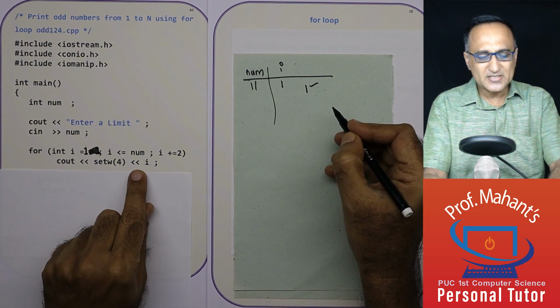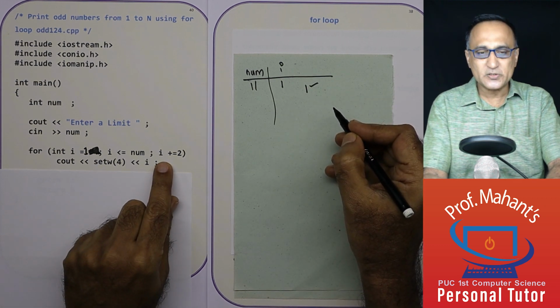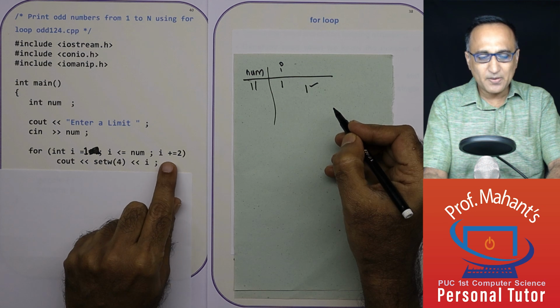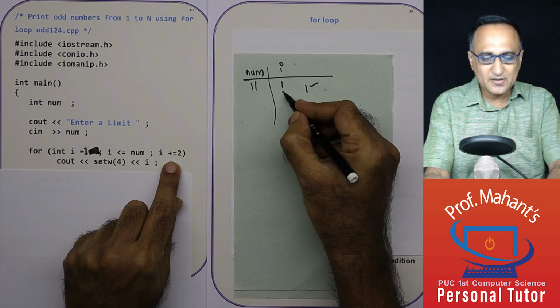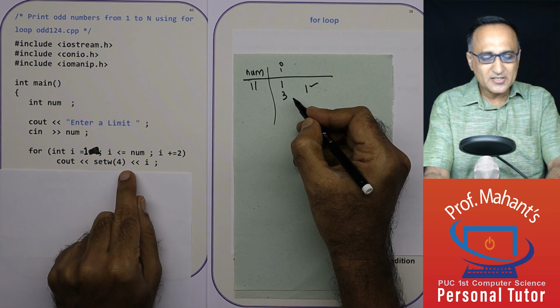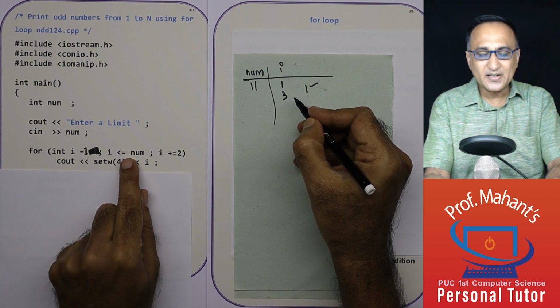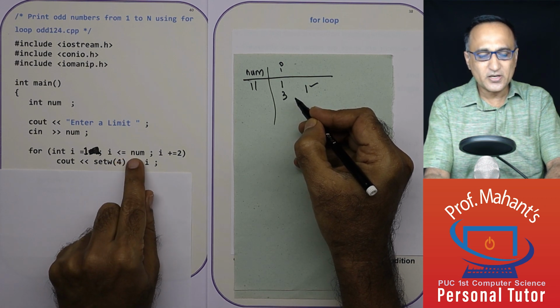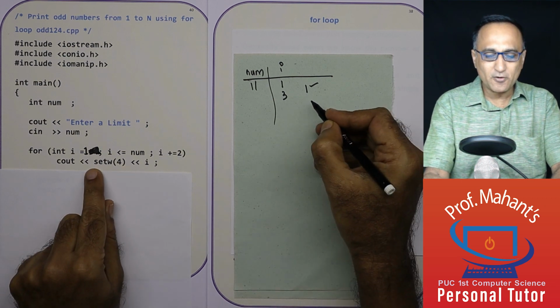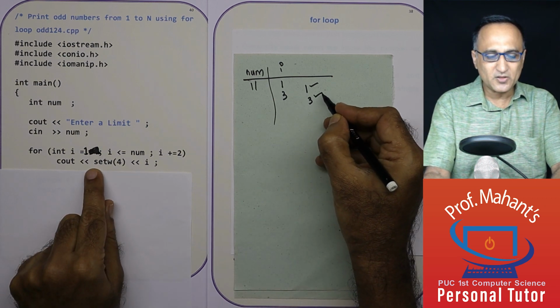Once it prints 1 on the screen, I go back to this place. I increase I by 2. I ends up becoming 3. Before I execute this step, I should check the condition. Is 3 less than or equal to 11? It is true. So I now print the next value of I on the screen, which happens to be 3.